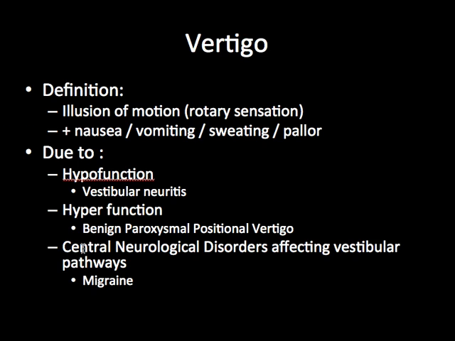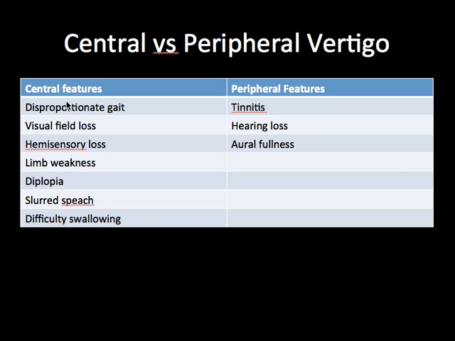So what we've covered is that there could be a central reason, something due to the brain causing the vertigo, or it could be peripheral, something due to the actual structures leading to vertigo. One of the ways you can differentiate central from peripheral vertigo is the addition of different symptoms or features. For peripheral, one of the more common ones is a bit of hearing loss, ringing of the ears (tinnitus), and aural fullness.